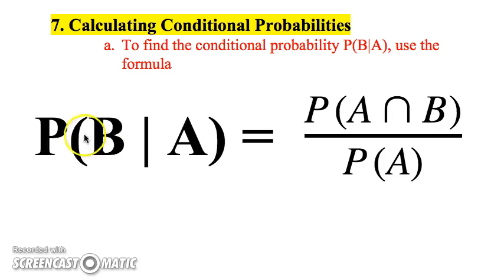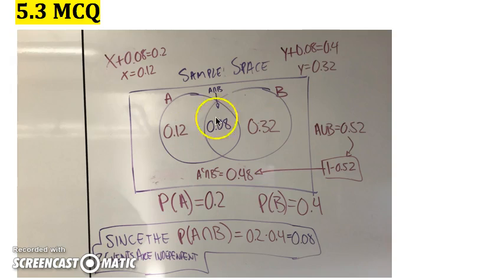And that leads us to this formula: the probability of B given A equals the intersection divided by the probability of the event that's already occurred. For this to happen, A has to already happen, and then they both happen because B now occurs. Okay, your multiple choice involves that conditional probability formula and this situation right here.